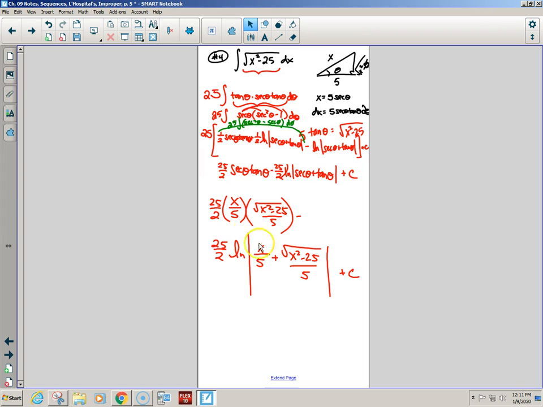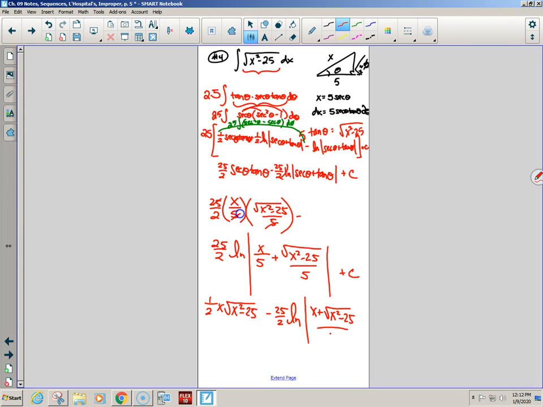Now some of you are like, well, where's the 25? Hold on. 5 times 5 is 25. That one's fine. I have the 1/2 x square root of x squared minus 25. I have the 25 over 2. Where's the over 5? Got it? Christian, you got it?